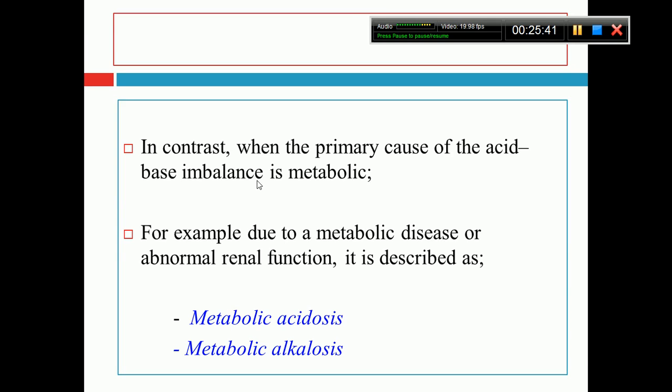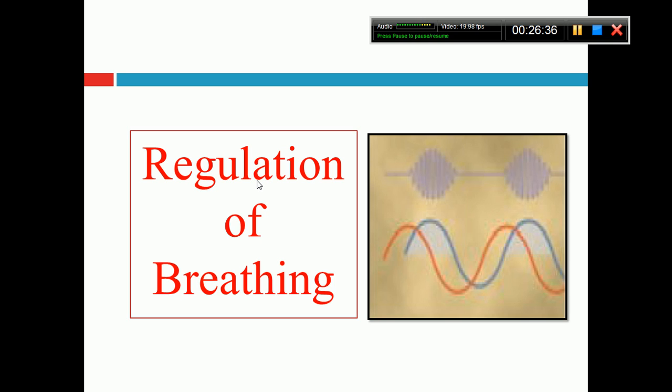In contrast, when the primary cause of the acid-base imbalance is metabolic, for example, due to metabolic disease or abnormal renal function, it is described as metabolic acidosis or metabolic alkalosis. So how is renal function associated with alkalosis or acidosis? Because of hydrogen ion handling. The nephron has different sites to handle this; specifically, late nephron segments are specialized in handling hydrogen ions. So if there is a metabolic or renal problem, this can cause variability in pH, accumulation of hydrogen ions, and ultimately it can cause metabolic acidosis.